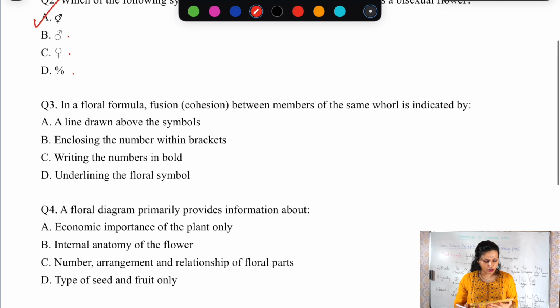Question number 3. In a floral formula, fusion, cohesion between members of the same whorl is represented by what? A line drawn above the symbols is used for representation of adhesion, not cohesion. B. Enclosing the number within brackets. Is this correct? Yes, this is the correct answer, right? Enclosing the number within brackets indicates cohesion. A line drawn above symbols indicates adhesion.